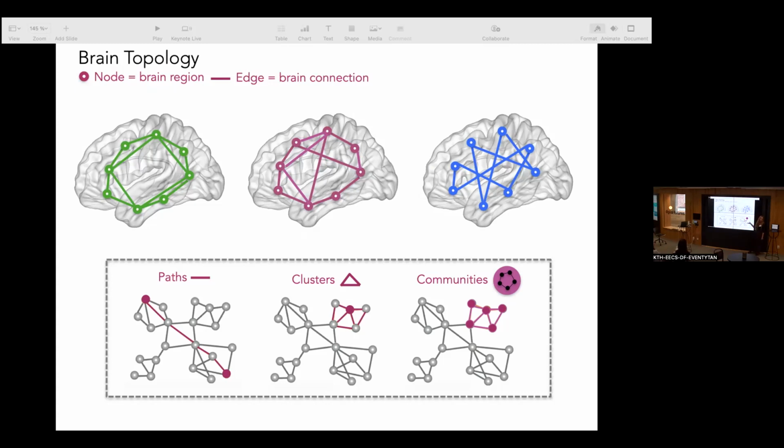But what can these measures tell us about a complex disorder such as Alzheimer's disease? They all have their meaning. They seem to be important, but what can they really tell us that is clinically meaningful?